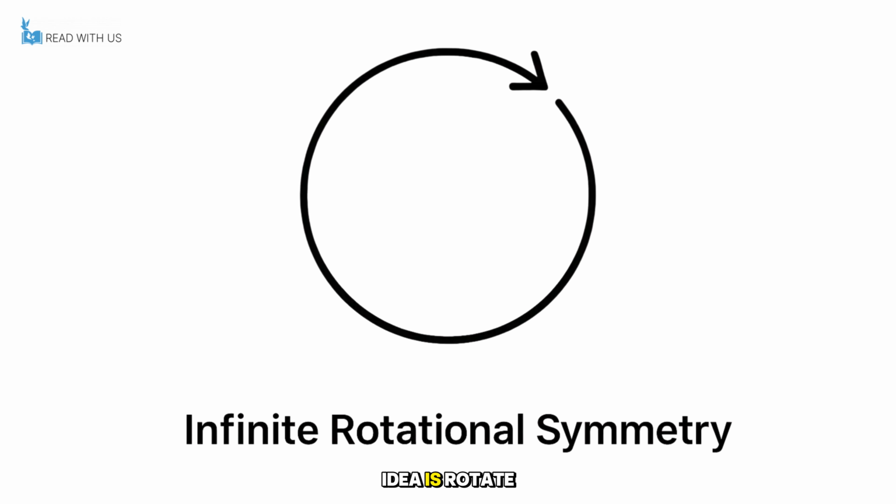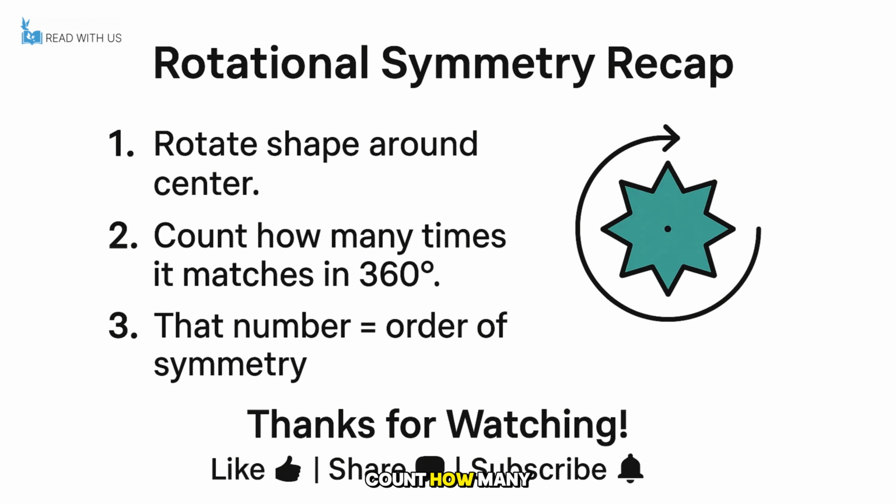So the key idea is: rotate the shape around its center, and count how many times it looks the same in 360 degrees. That number is the order of rotational symmetry. And that's how rotational symmetry works.